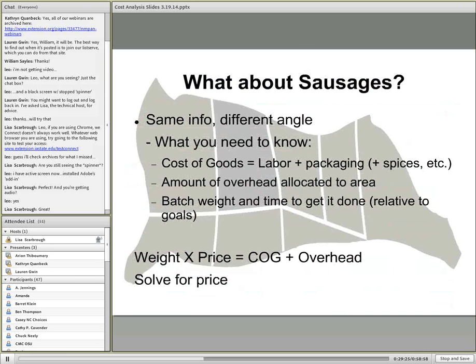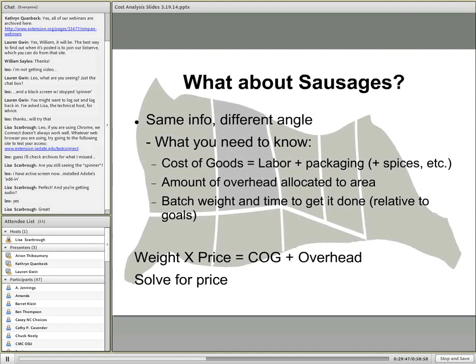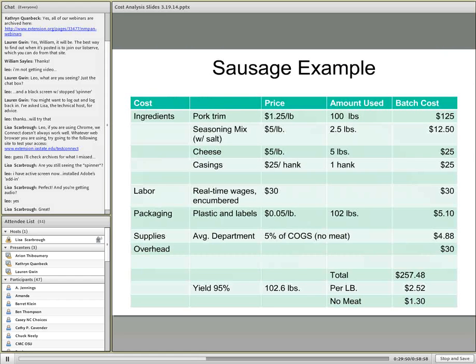So let me go back to this: what about sausage? So let's say, per the discussion I was just having on this page, we know that sausage basically costs us $1.30 per pound to make, all encumbered. And that was based on the fact that we could make 102.6 pounds in an amount of time that I don't have worked out here, but in an amount of time that was basically $30 worth of labor and $30 worth of overhead.